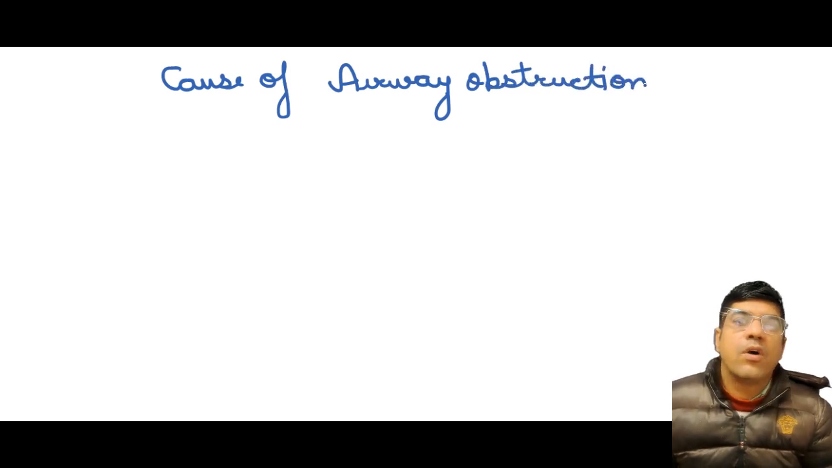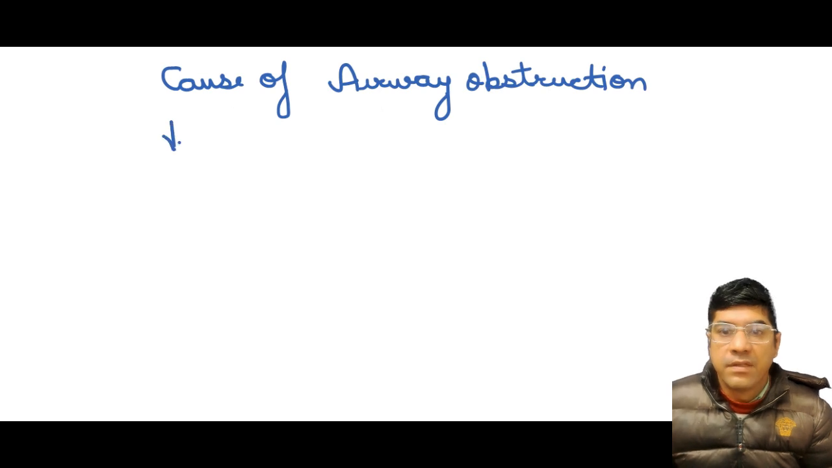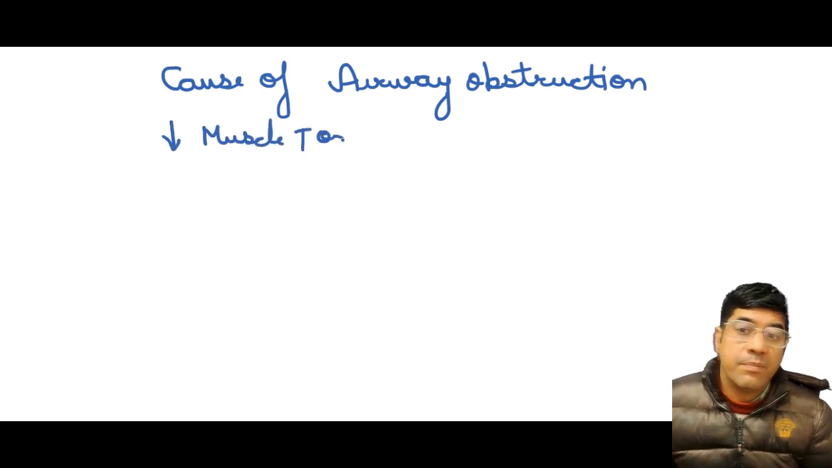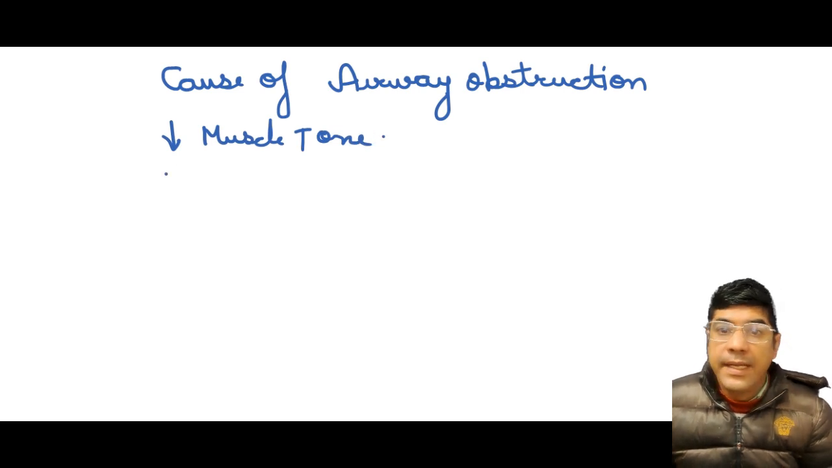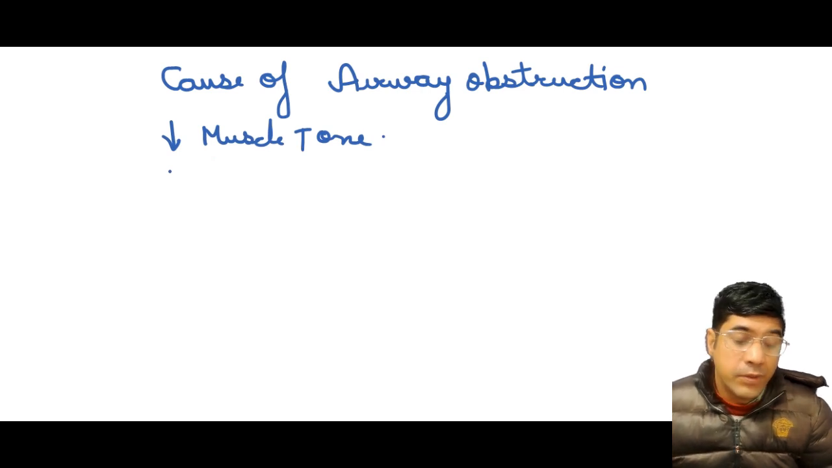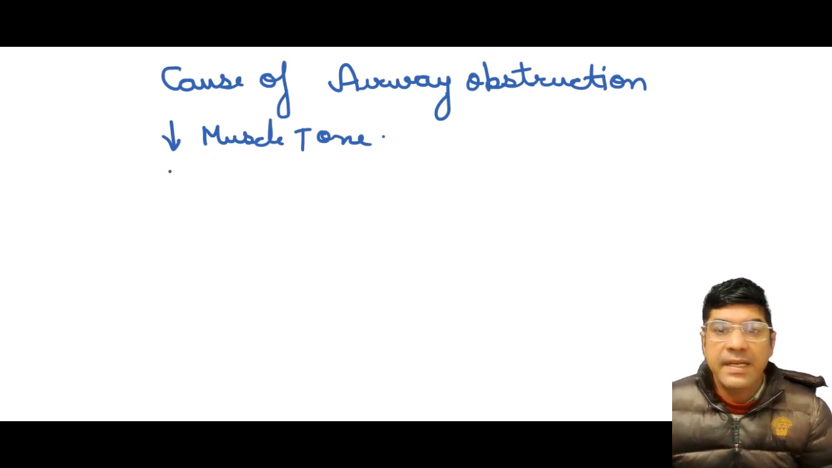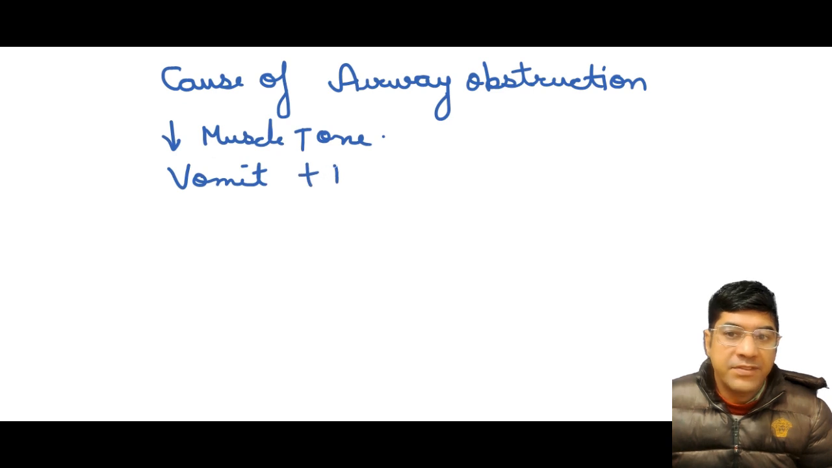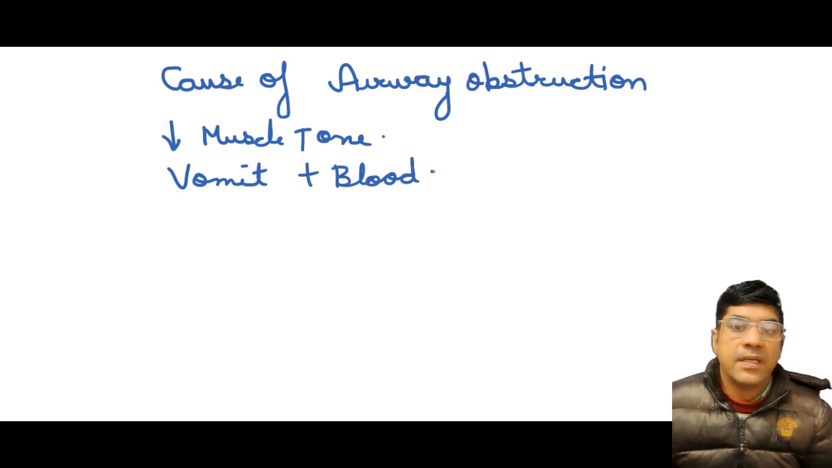Now, what could be the cause of this airway obstruction? The first could be decreased muscle tone. When the muscles in the throat area become weak or relaxed, they might not keep the airway open, and that can lead to blockage. The second is if someone vomits or bleeds. If there is vomit or blood in the mouth or throat, these substances can block the airway and make it hard to breathe.